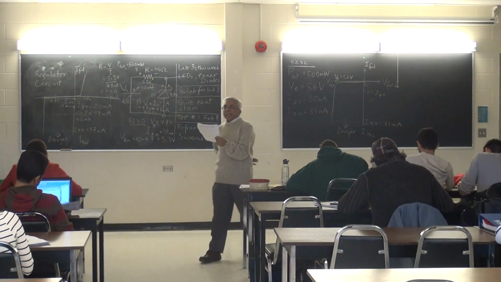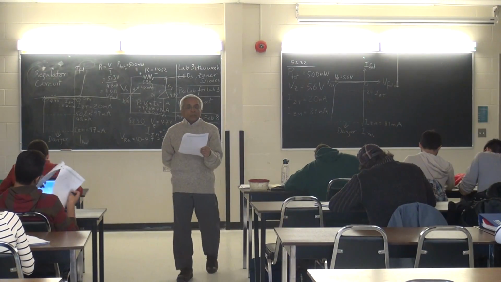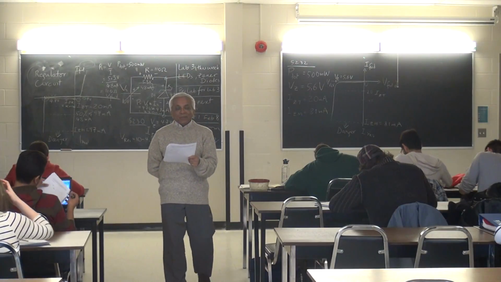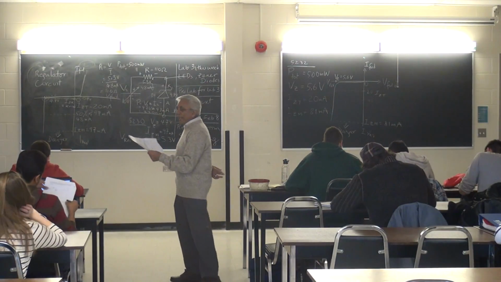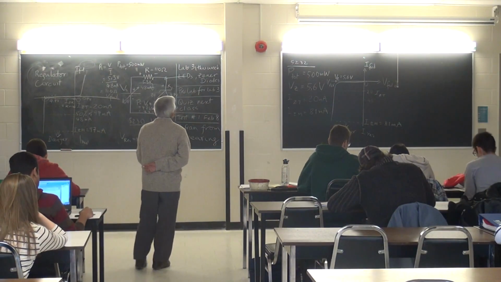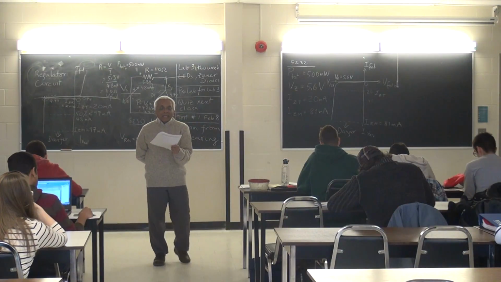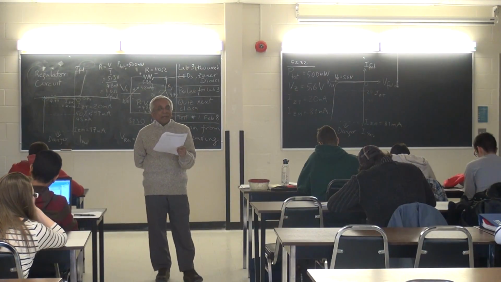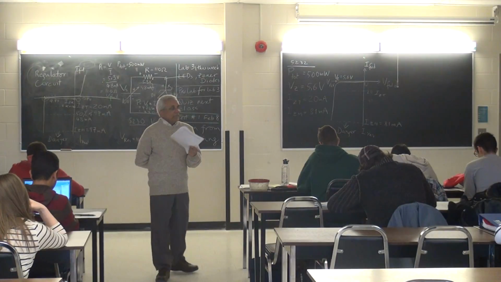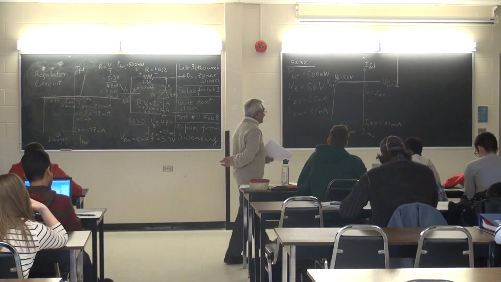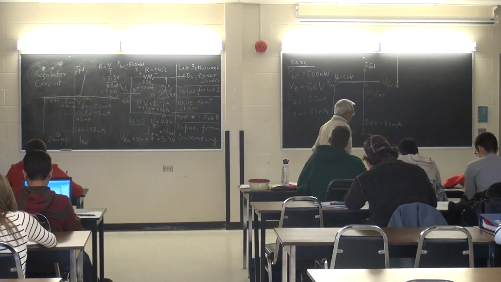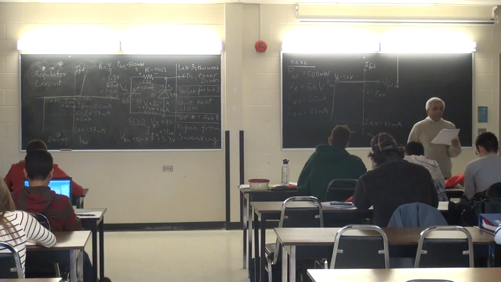Show the pluses and minuses at the 9 volts. Show the pluses and minuses at the 150 ohms. Show the pluses and minuses at the anode and the cathode. At the anode, do you have a plus or a minus? Plus. So plus at the anode, minus at the cathode. The diode is forward biased.